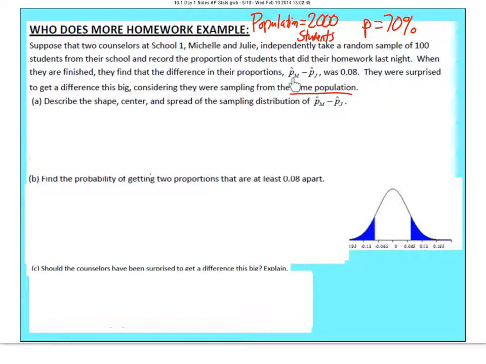So they're choosing Michelle's minus Julie's. And the difference for their sample was 0.08. They were surprised to get a big difference, considering they were sampling from the same population. So describe the shape, center, and spread of the sampling distribution.